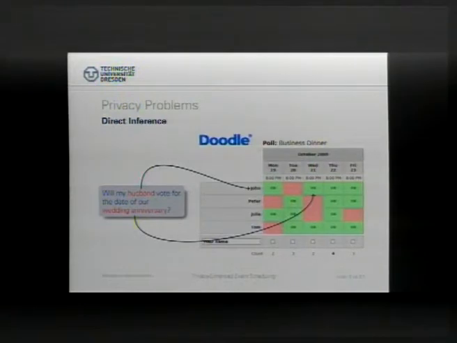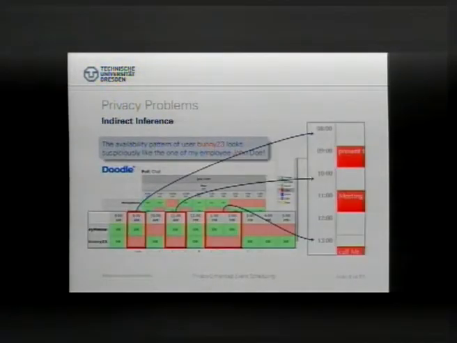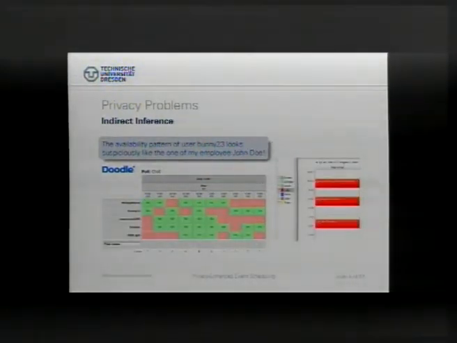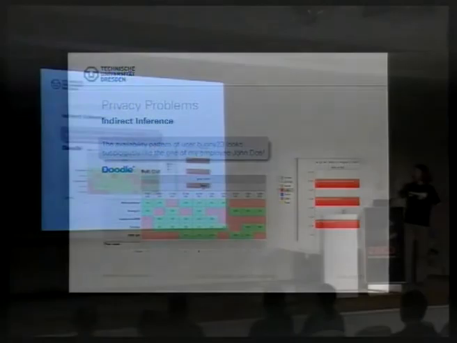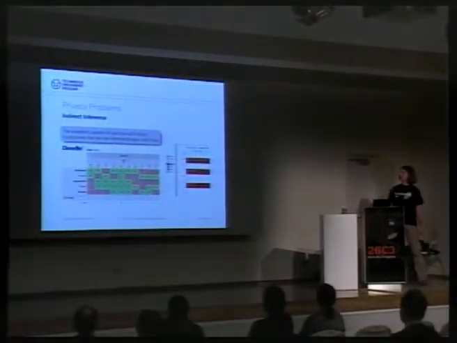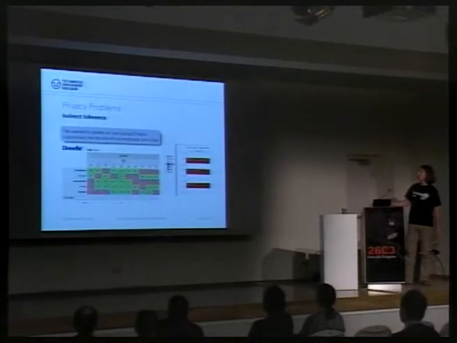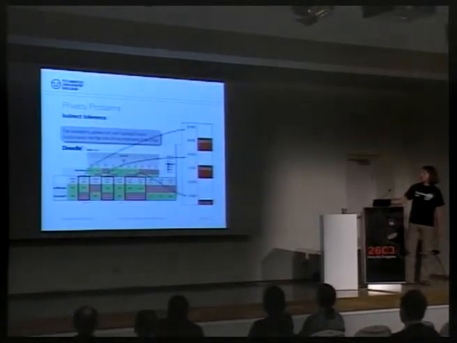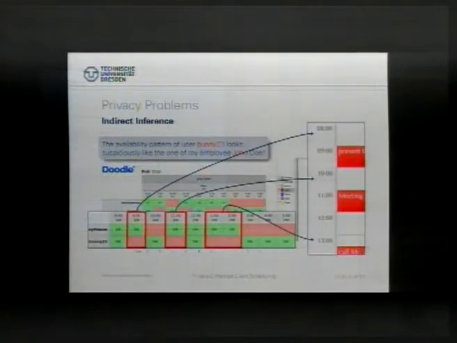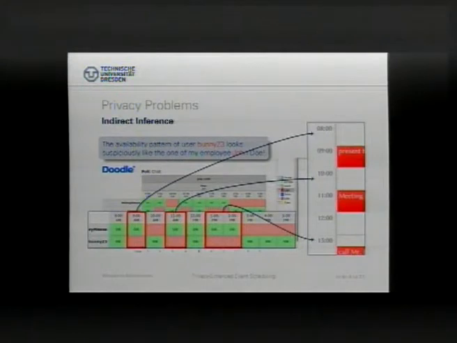The next thing is the indirect inference. This is what happens if we connect two or more sources where we can get information. For example, here we have two calendars. One is taken from the Sunbird, and one other is a Doodle poll, which polls about some chat. And maybe the boss of John can ask herself, hey, this availability pattern of the user Bunny23 looks quite similar to the availability pattern of my employee John Doe.